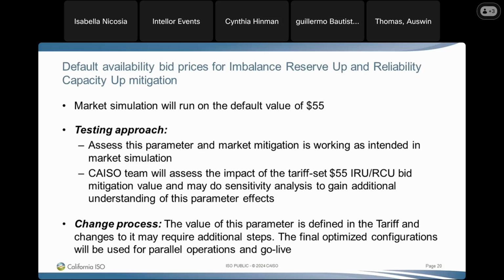Okay. Yep. Thank you for that. I want to be clear. I wasn't trying to suggest that it should be higher than 55. I was just, I guess, wanting to clarify if there would be testing of higher values and if there was any potential that there might be a tariff change put forth prior to go live. So anyway, thank you for that.